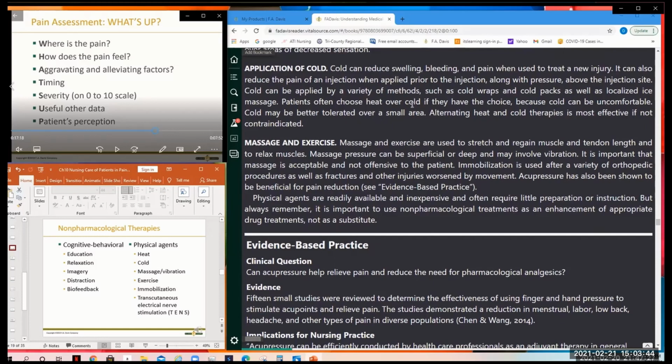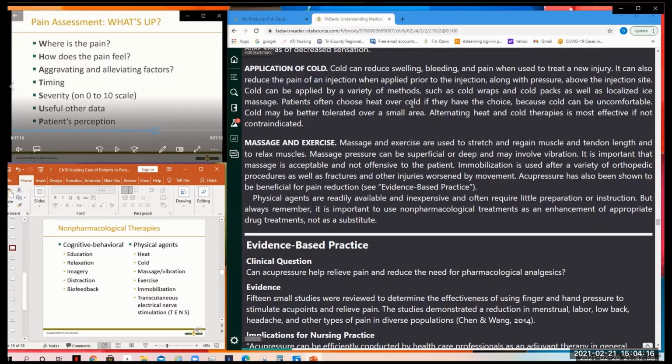Massage pressure can be superficial or deep and may involve vibration. It is important that massage is acceptable and not offensive to the patient. Immobilization is used after a variety of orthopedic procedures, as well as fractures and other injuries worsened by movement. Acupressure has also been shown to be beneficial for pain reduction.